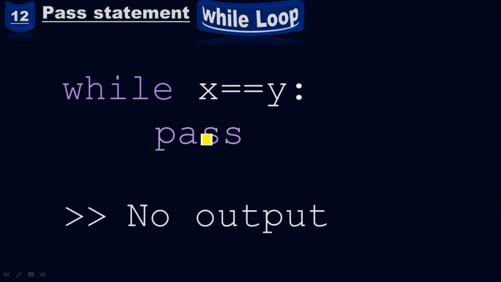If you remove the pass, it will give you the error because while x equals to y, we don't know what is the x value. We don't know what is the y value. So obviously the program will crash and will give you the error. But since we have pass statement, therefore it won't show any result. It will stop the program from crashing, and also it will stop it to give the error in the final output.